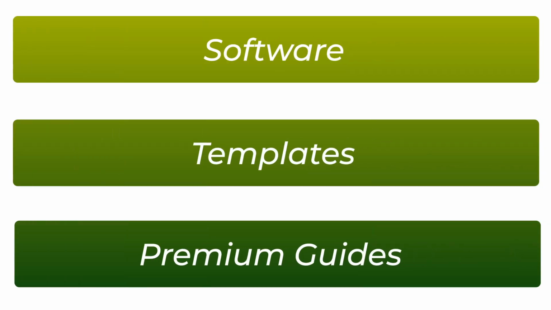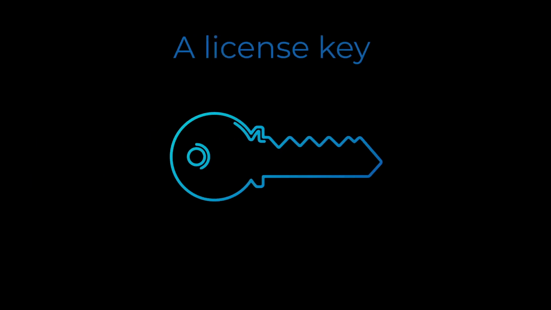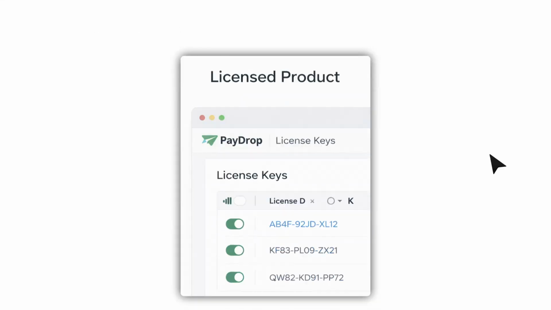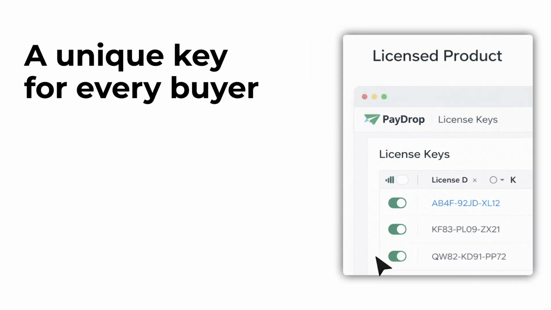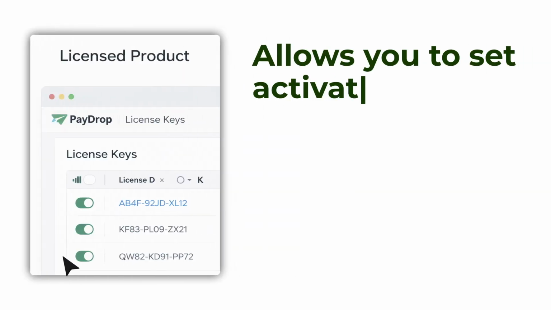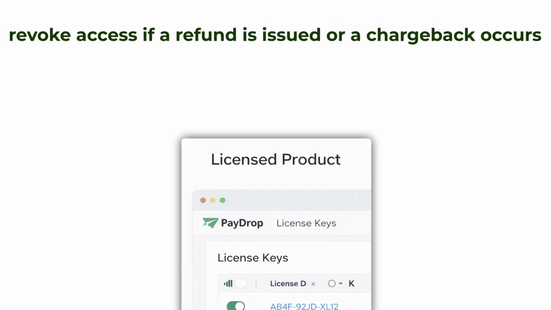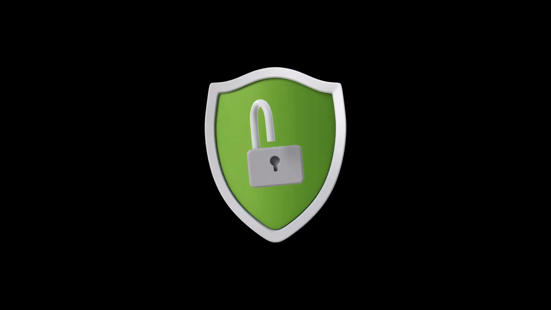Lastly, if you're selling software, templates, or premium guides, a file isn't enough. You need a license key. This is the difference between a hobbyist and a professional. You want a system that generates a unique key for every buyer, allows you to set activation limits, and lets you revoke access if a refund is issued or a chargeback occurs. This stops the buy once, share everywhere model dead in its tracks.